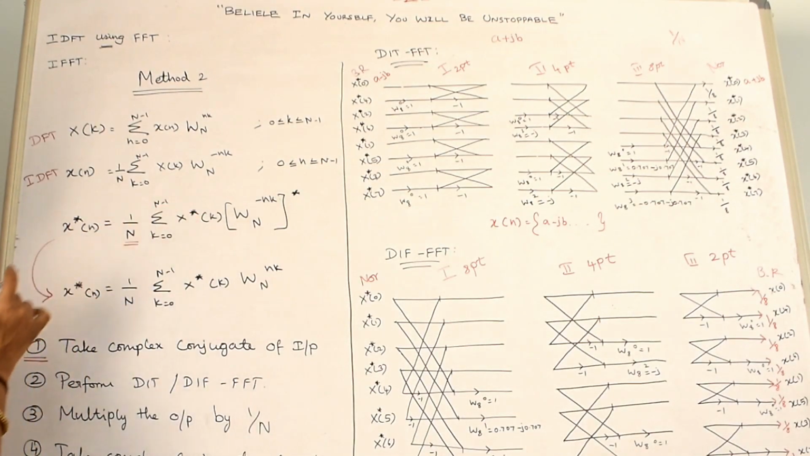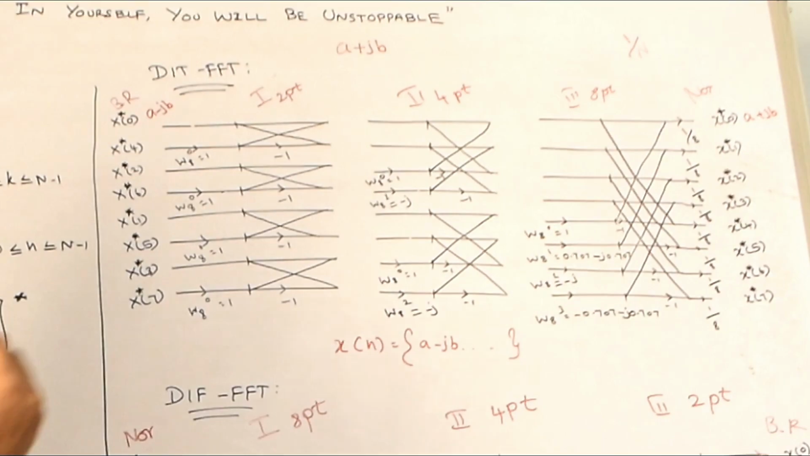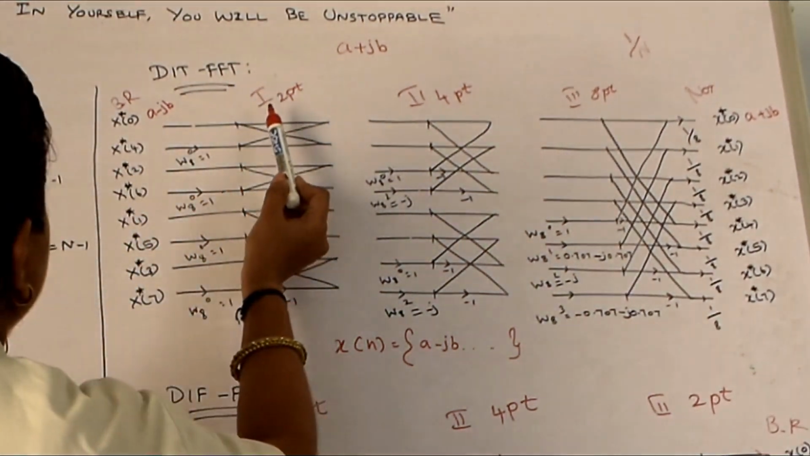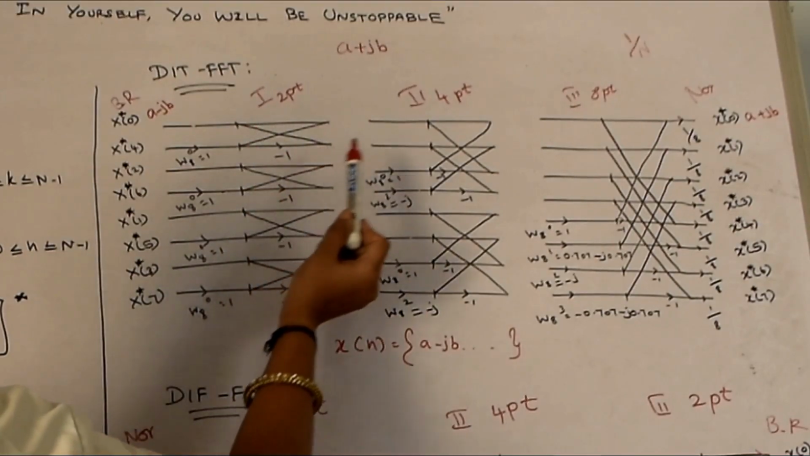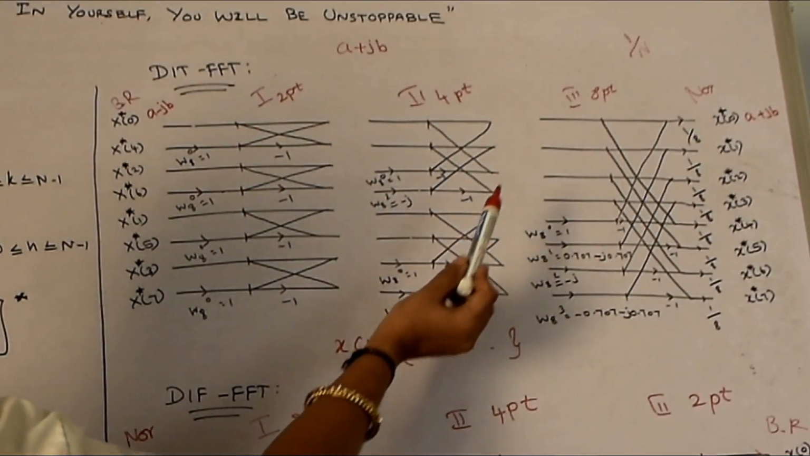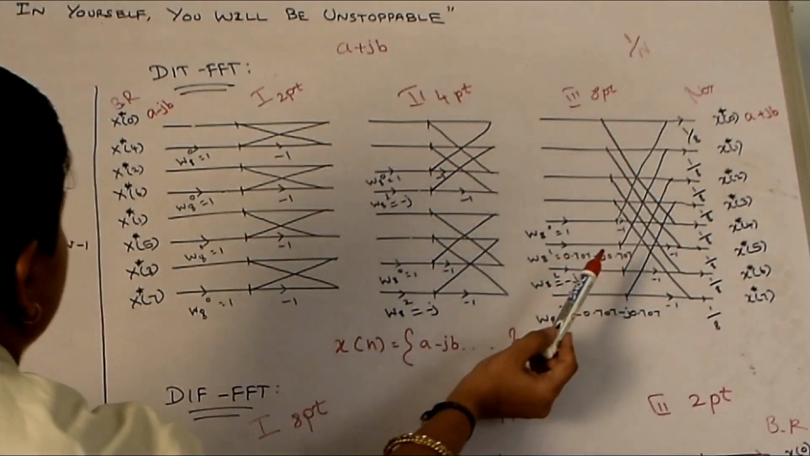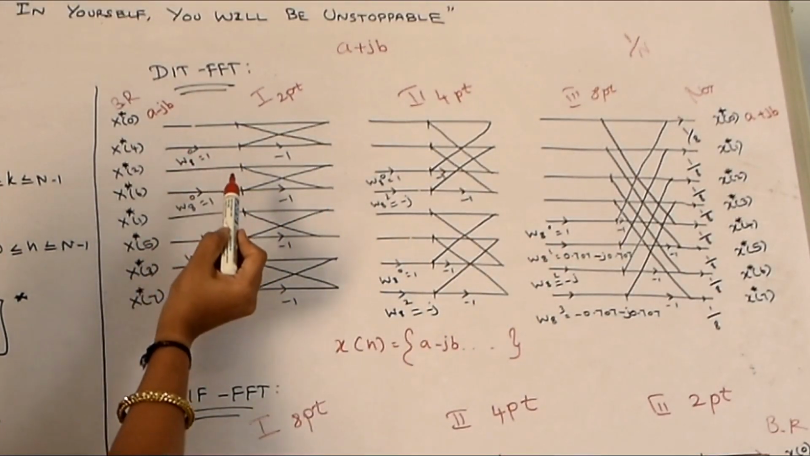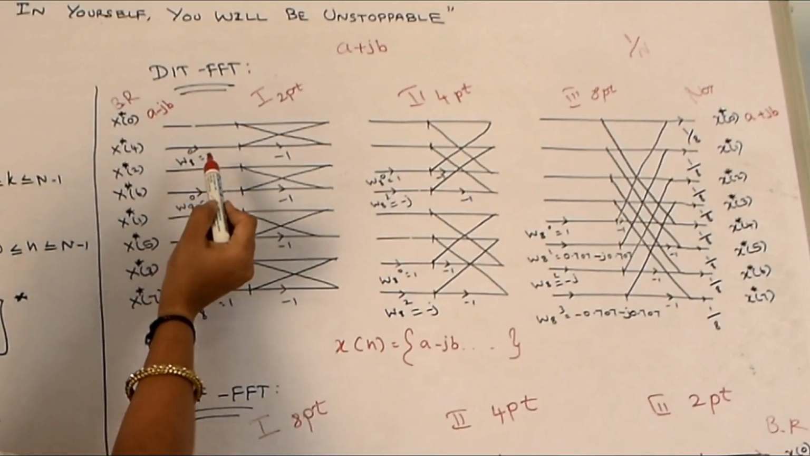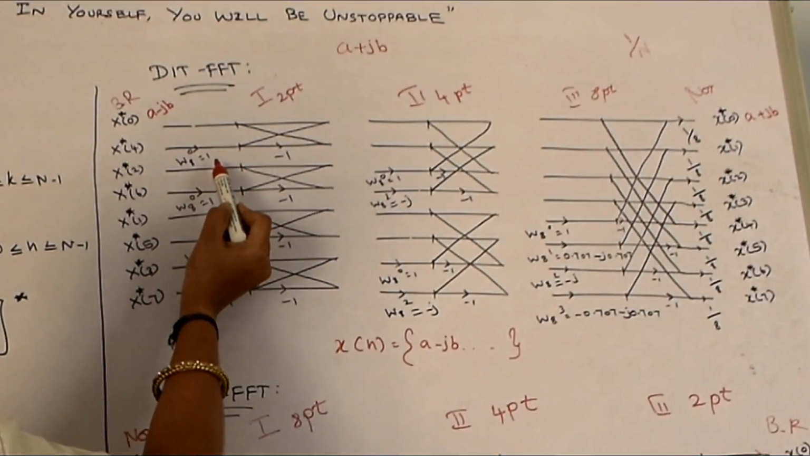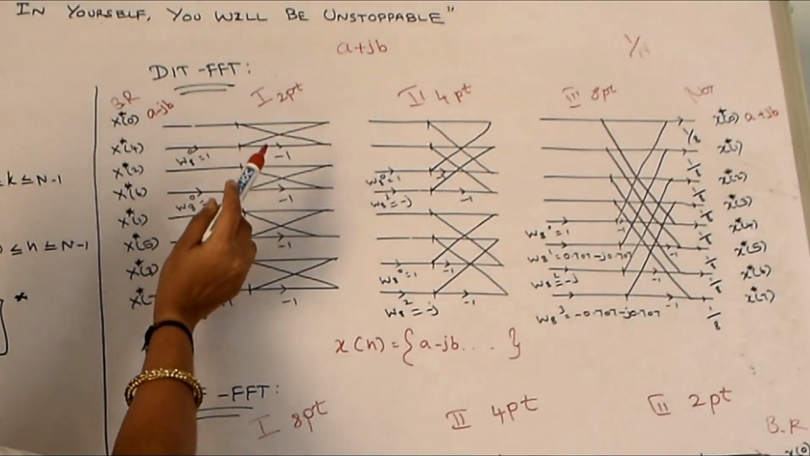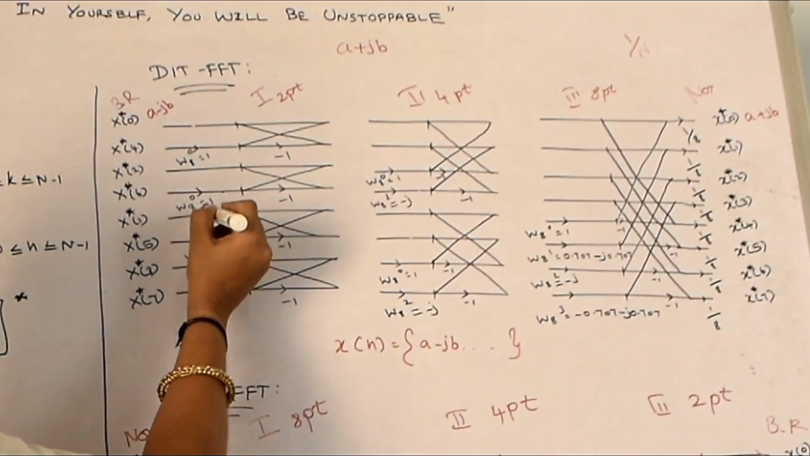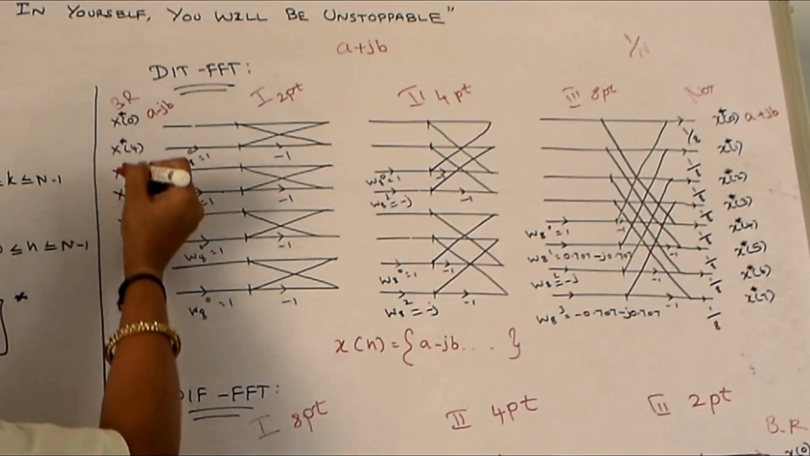We will see the flow graph. So this is DIT FFT algorithm. First stage will be 2 point, second stage will be 4 point, third stage will be 8 point. See here W8 power 0. In the second half of the sequence we are having the Twiddle factor same like DFT using FFT algorithm. Instead of changing the sign of the Twiddle factor, we are changing the input.